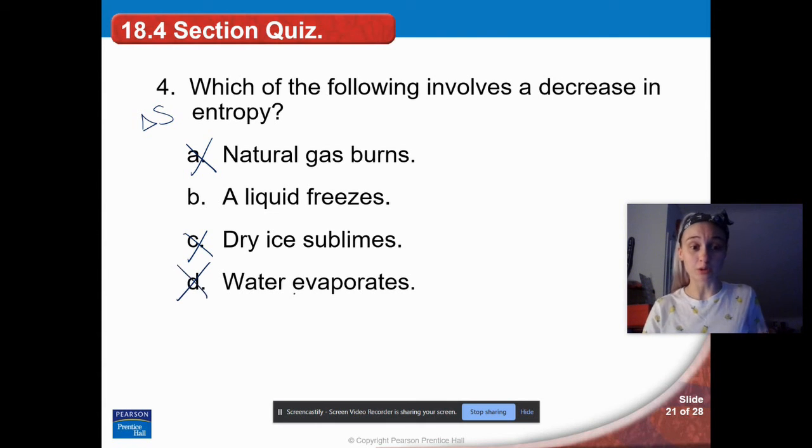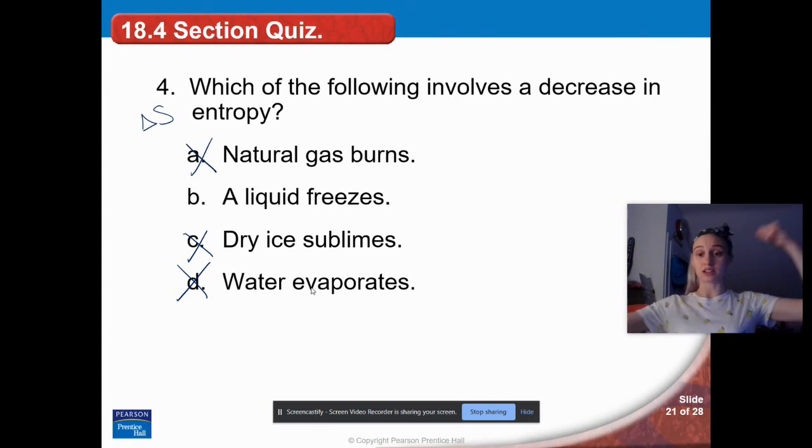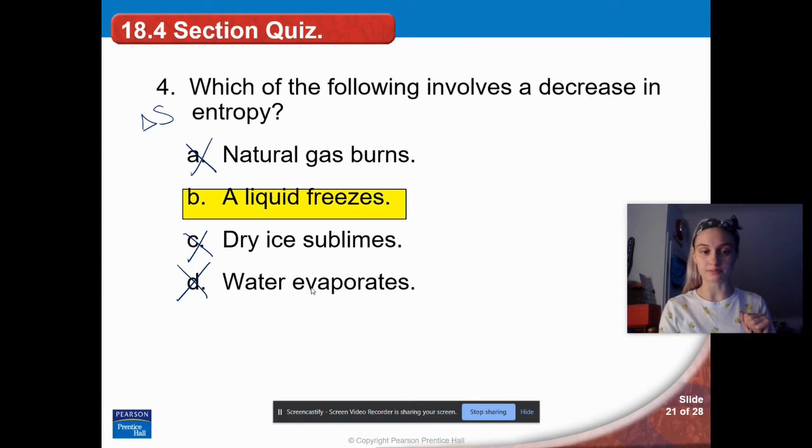So we're left with liquid freezing. Let's think about if this makes sense. In a liquid, the particles are moving pretty freely, not as freely as a gas, but kind of freely. But then we're freezing, we're losing energy, and we're forming a solid, which has very little energy. So that is a decrease in disorder, and that is a decrease in entropy. So that should be the correct answer.